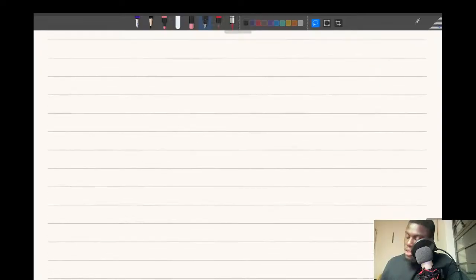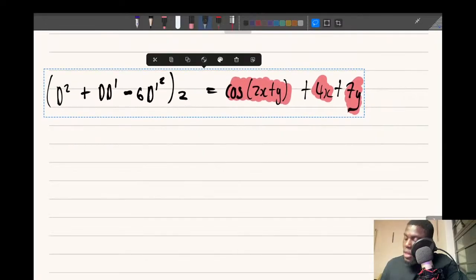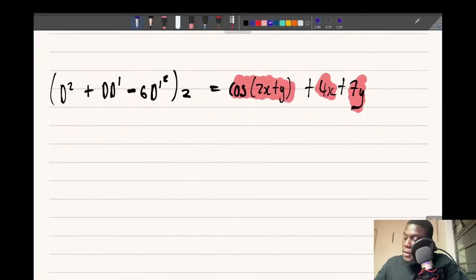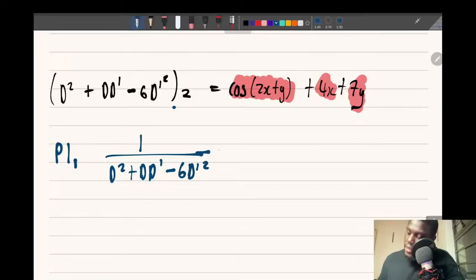So you come down here and you are going to say, this is very simple. You cannot forget this. We say particular integral number 1. We say 1 over this thing, so it's going to be this whole thing. You bring it back: 1 over d squared plus d prime minus 6d prime squared. This is going to be equal to, no, you don't say it is equal to. The P1 is the one which is equal to this by cos of 2x plus y.